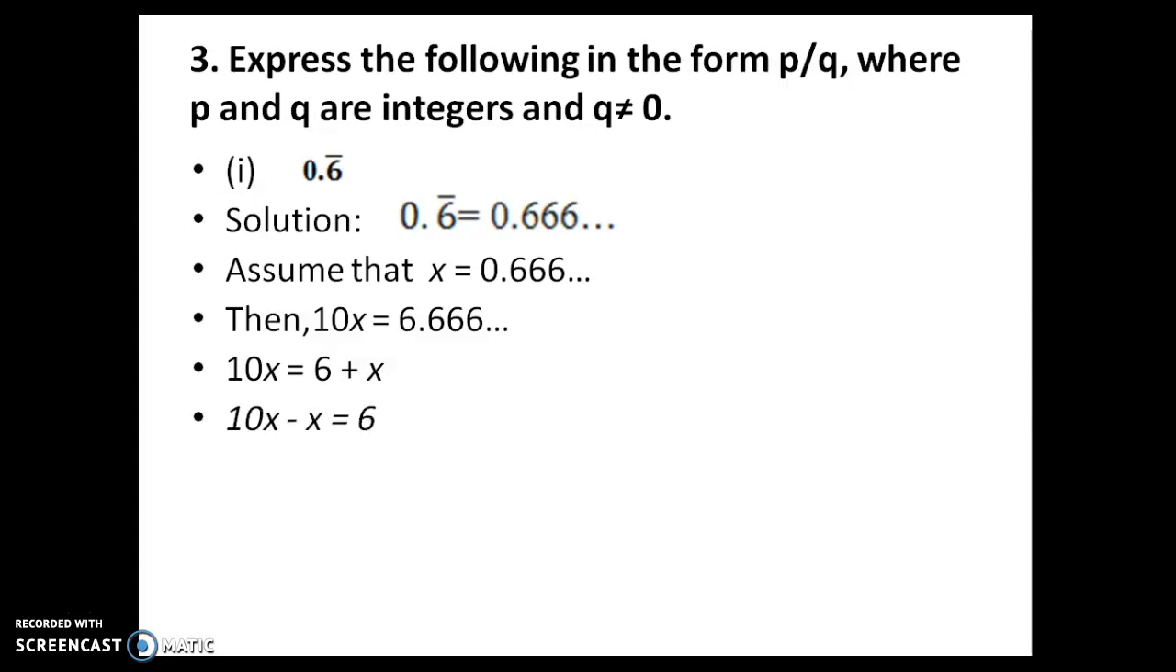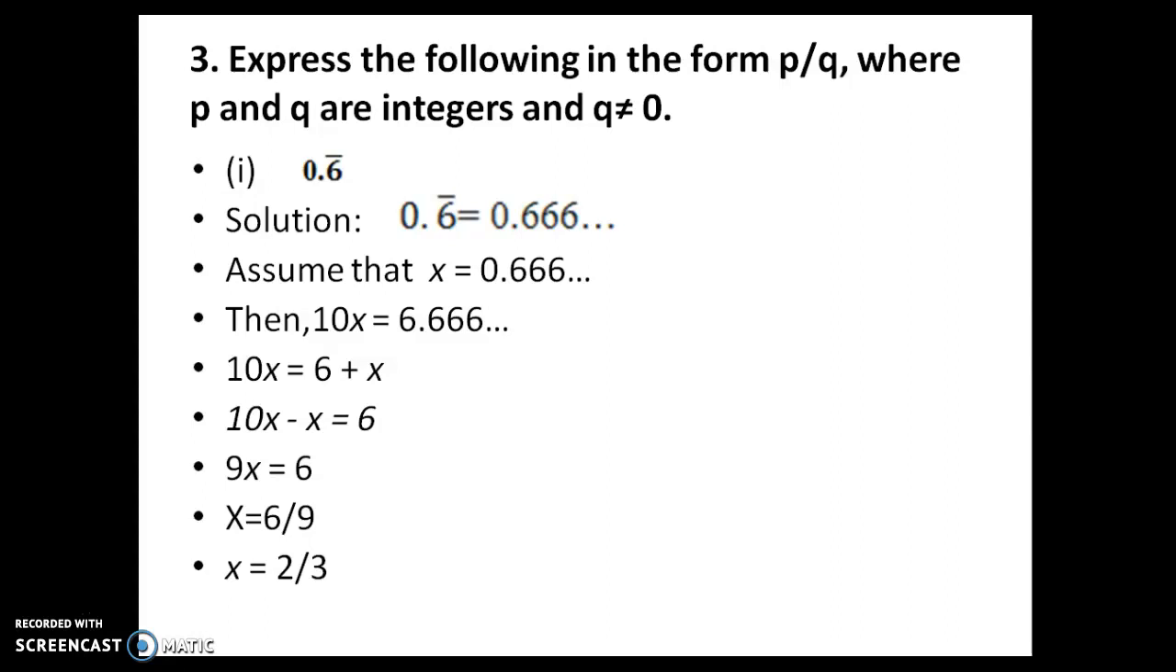Then next step, we are bringing x from the right side of the equal sign to the left side. So 10x minus x equal to 6. So 10x minus x is 9x. 9x is equal to 6. So x is equal to 6 by 9. After simplifying we will get x is equal to 2 by 3. So this is of the form p by q. This is how we are going to convert the decimal expansion into a fraction, the p by q form.